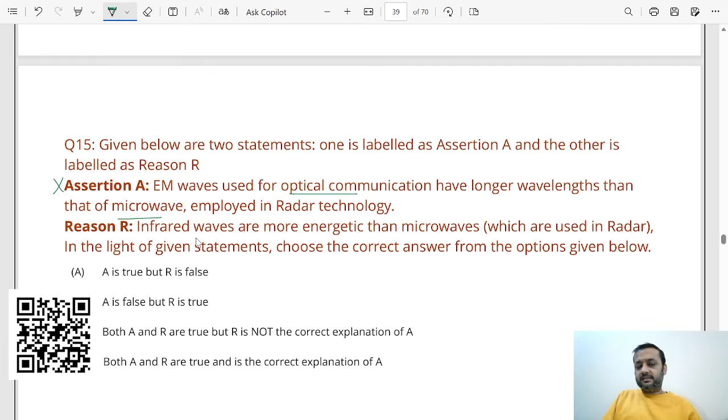For the reason, they are saying that infrared waves are more energetic than microwaves. Now this is right. Why? Because infrared wavelengths are definitely used in optical communication, or you can consider visible light also. So infrared waves are more energetic than microwaves. This statement is correct. So R is correct, but A is wrong. We can say A is false, but R is true. So option B is right.